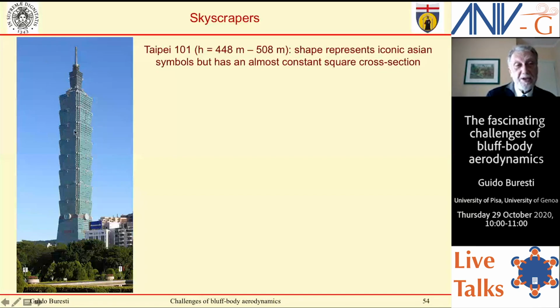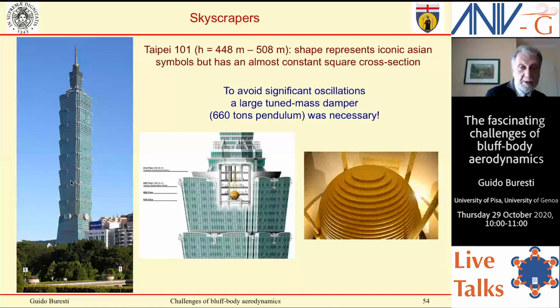Also, there are indentations which are very good for galloping, but all this constant section, 500-meter tall body is obviously subjected to possible oscillations due to wind, very significant oscillations, and to avoid them, they had to introduce a large tuned mass damper, which is actually a 660-ton pendulum, which now works very well. It works extremely well. It moves indeed. And it has become actually a touristic attraction.